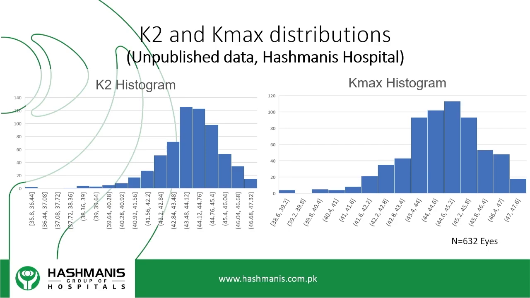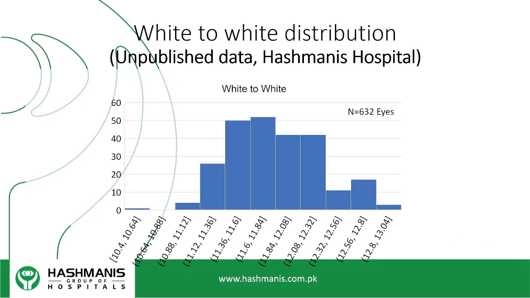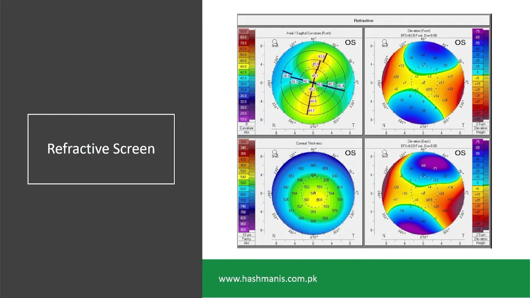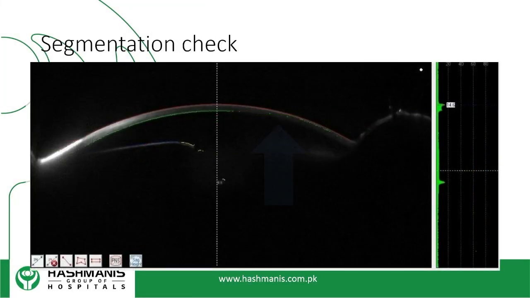There's always this one variable that keeps coming up with Pentacams: the Kmax, and if the Kmax is high, then this is keratoconus. You'll see in the next few slides that Kmax is not the whole story. It is a good tool for someone who's 2 or 3 standard deviations beyond the normal, but a high Kmax can still be a normal cornea. So again, refractive screen. I went through the segmentation check.